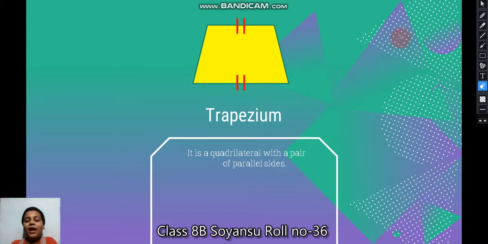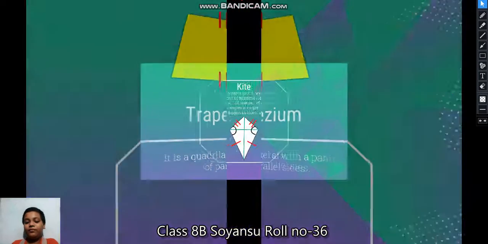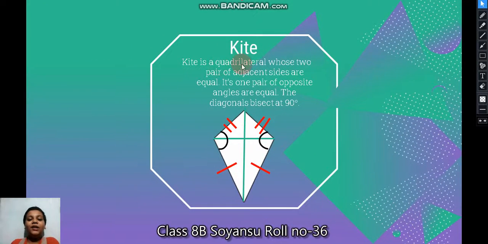One pair of parallel lines, they have only one pair of parallel lines, are called trapezium. Kite is a quadrilateral whose 2 pair of adjacent sides are equal. Its 1 pair of opposite angles are equal. The diagonals bisect at 90 degree. You can see here, this is 90 degree, this is 90 degree, this is 90 degree, this is 90 degree.